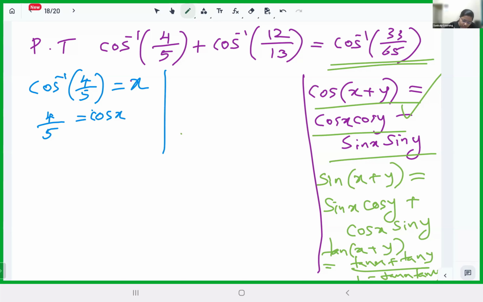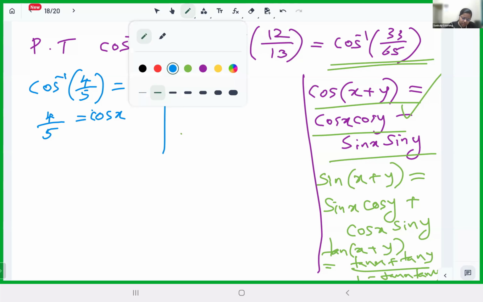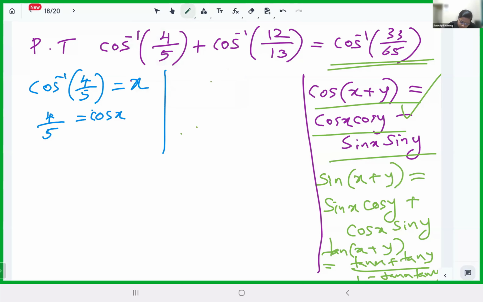Similarly, let cos inverse of 12 by 13 be y. This one we can do in another step, so first we will solve this one. I'm going to construct a triangle. From this, you have to find the value of sin x, because we are going to use this identity and we need the value of sin x. What is the given data? We have taken cos inverse of 4 by 5 as x. By the definition of inverse, we can write 4 by 5 as cos x. So we got the value of cos x.